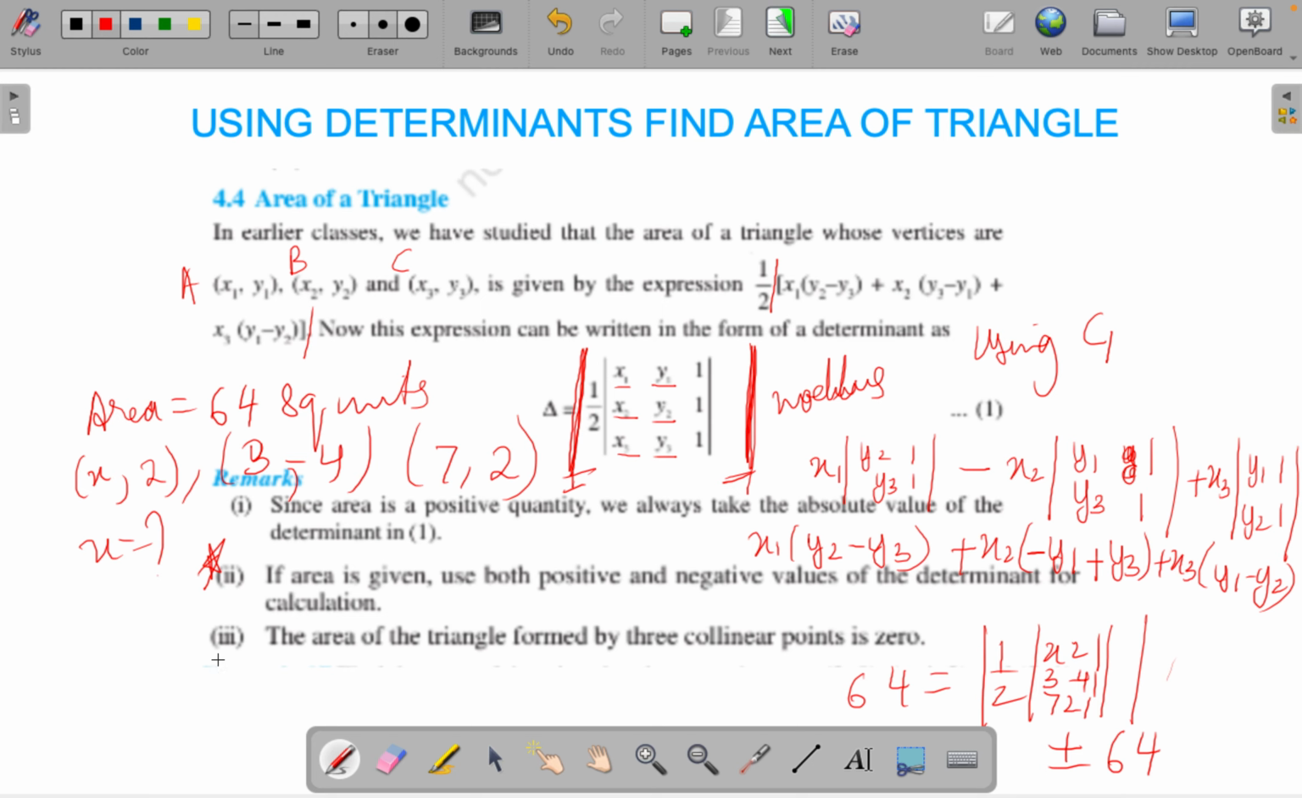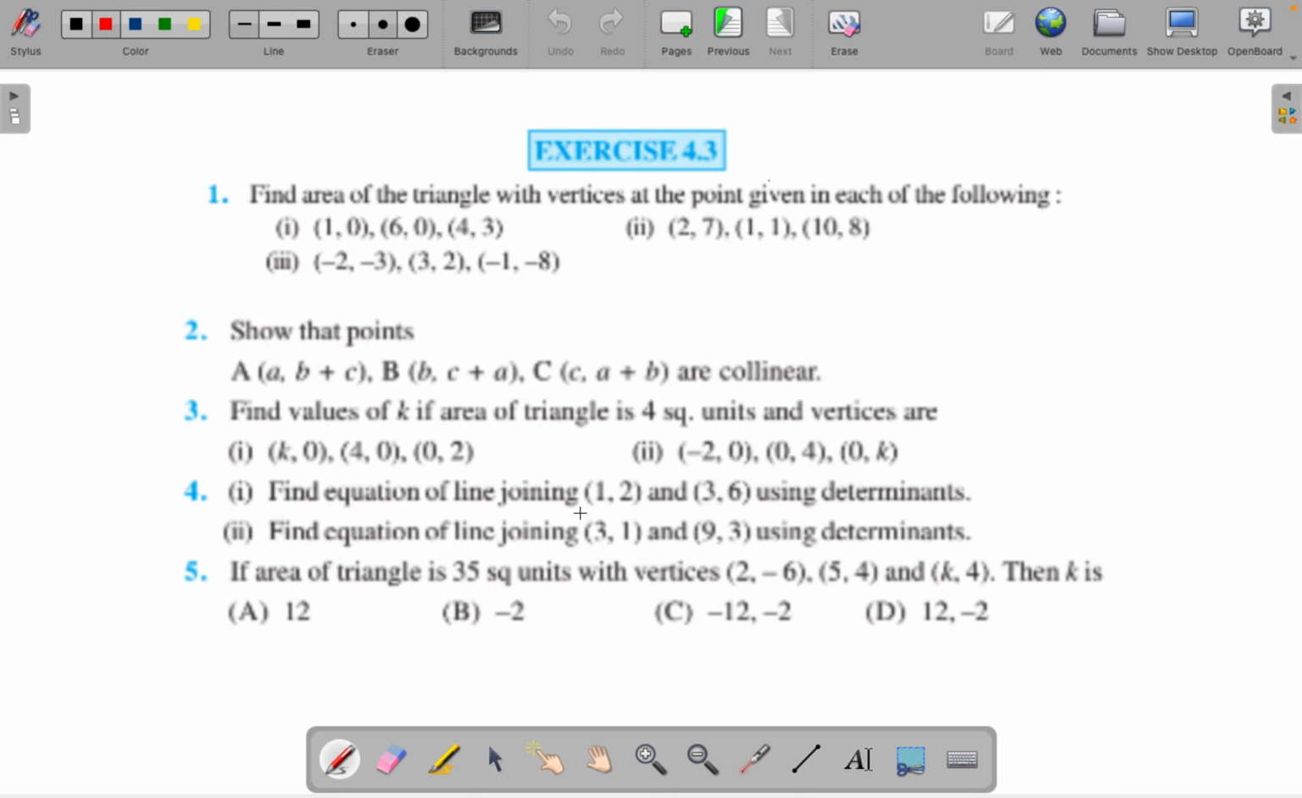And this step is already a commonsensical step: the area of a triangle formed by three collinear points. If the points are collinear, then obviously the area will be 0. So from this we can also prove collinearity. Let's move on to the exercise.